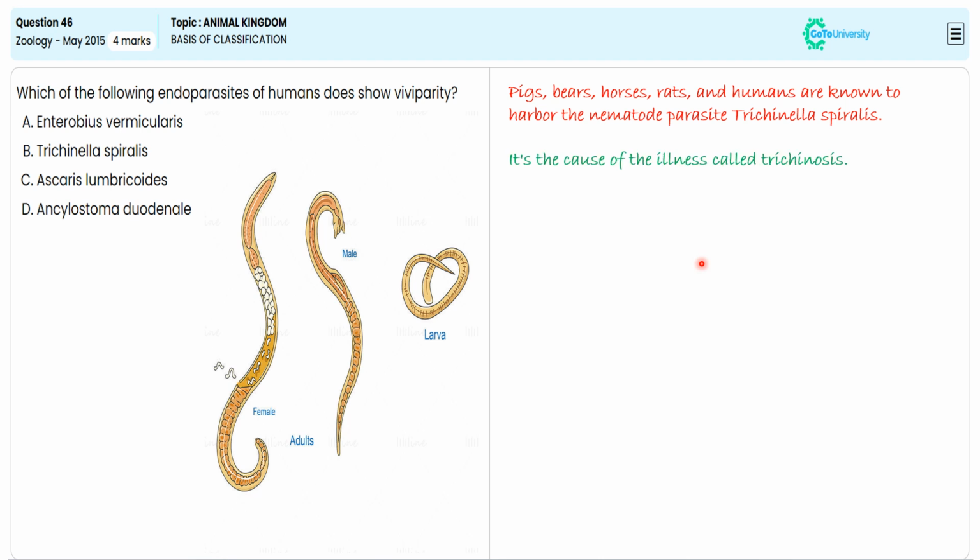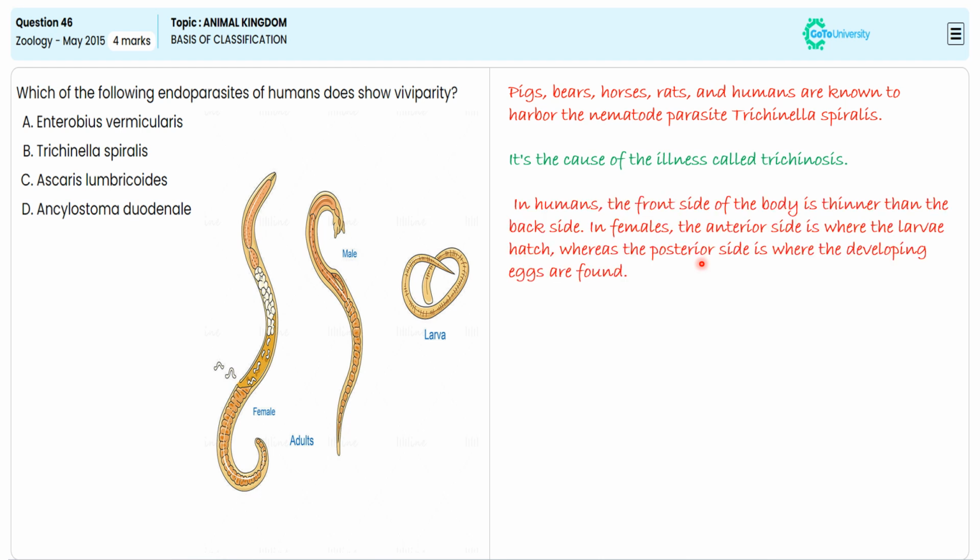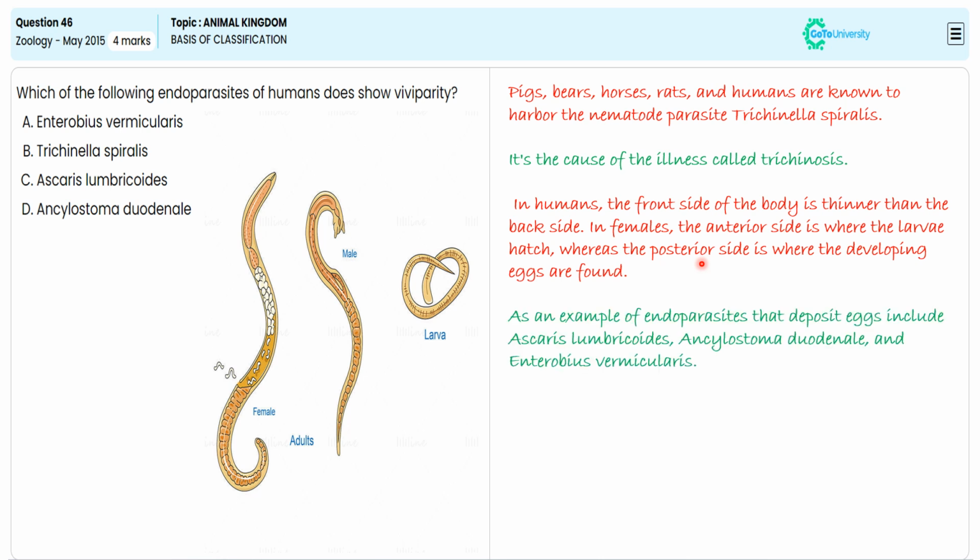In the female, the anterior side is where the larva hatches, whereas the posterior side is where the developing eggs are found. Examples of endoparasites that deposit eggs include Ascaris lumbricoides, Ancylostoma duodenale and Enterobius vermicularis. All these are wrong options, so we are ignoring options A, C and D. Trichinella spiralis is therefore the correct response. Why? Because it is exhibiting viviparity. With this specification, we are choosing option B as the correct answer to secure 4 marks.